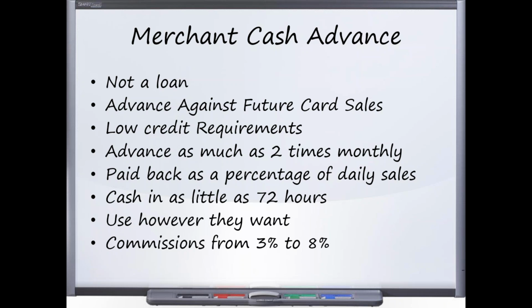Now, this is not a loan. There is no true loan process that goes through on it. To explain the advance side of it, say a merchant is doing $50,000 a month in credit card processing. They can get as much as $100,000 advanced to them on that, depending upon how steady their sales are, whether they're showing a growth in business. We literally look at the business itself to see how strong it is.